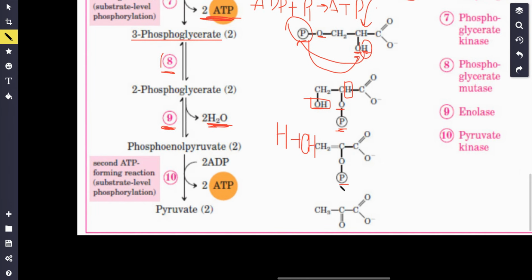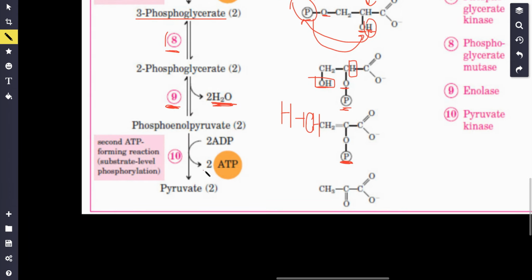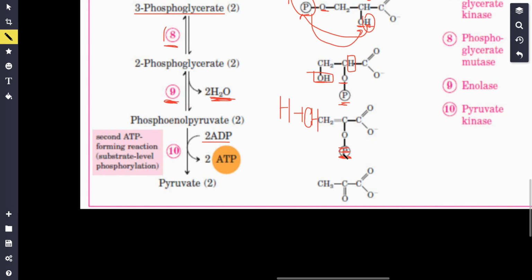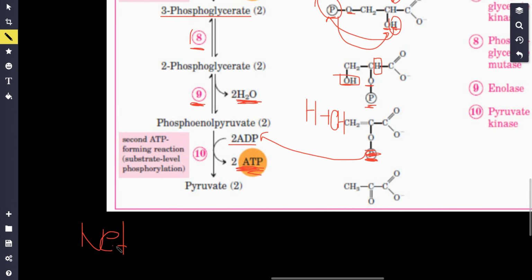And finally, we are going to lose our phosphate group. So this phosphate group is going to detach, and this is actually going to form ATP because remember, if we get rid of this phosphate and we add that to ADP, we get ATP. So we have gained another 2 ATP here. Our net gain is 2 ATPs. We needed 2 ATPs at the start, but then we gained 4 ATPs, so that's going to be a net of 2 ATPs.